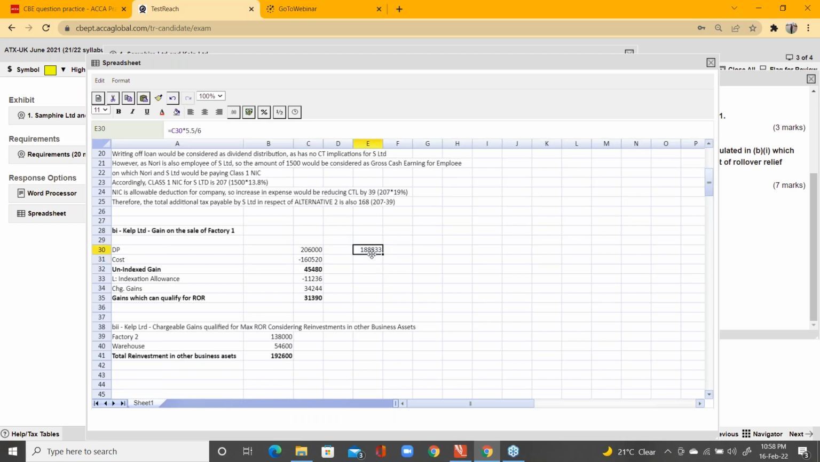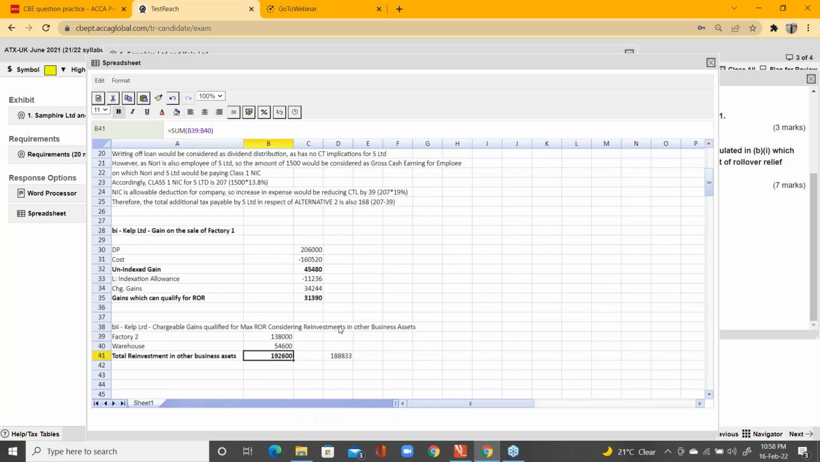So it means an amount of 188,833 is calculated, and this amount is to be compared with the total reinvestment. As you can see, total reinvestment is more than this figure, but still the lower amount would be considered for ROR purposes, because the company cannot claim more than this figure, and this figure is calculated according to the business portion only. So the company would only be getting the gains under ROR to the extent of 31,390, even though the company has made a reinvestment of 192,600.